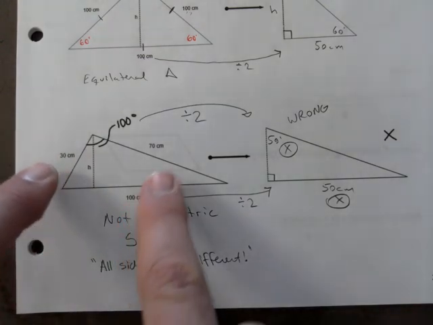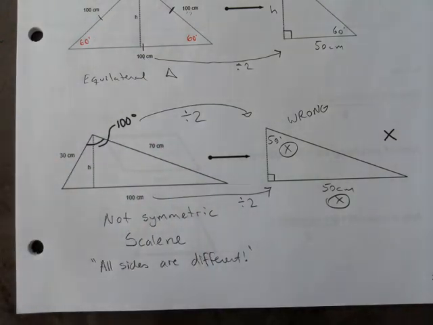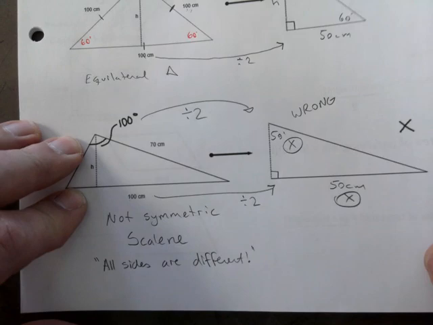How do you know it's not symmetric? Well, there's no 2 sides that are the same. If 2 sides are the same, boom, you can split that one in half. Just got to be careful. Let's keep going.